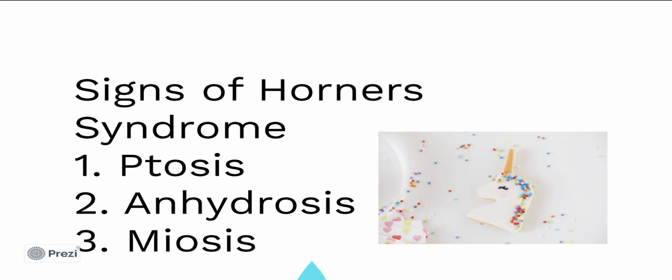Now, let's dive into the signs. If you did have a lesion at any of these neurons, what could happen? The way that we always think about this is the mnemonic that there's a unicorn named Pam, and Pam happens to be horny, meaning Pam has a unicorn horn. Pam would be ptosis, anhydrosis, and miosis, meaning a small pupil. So if you can think of Pam, then you can know Horner syndrome.